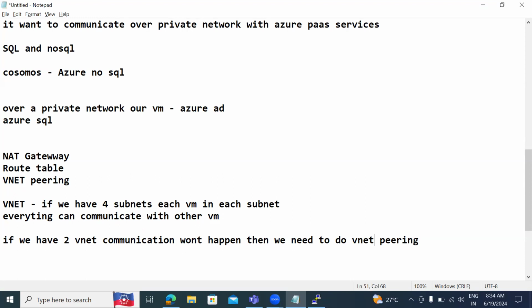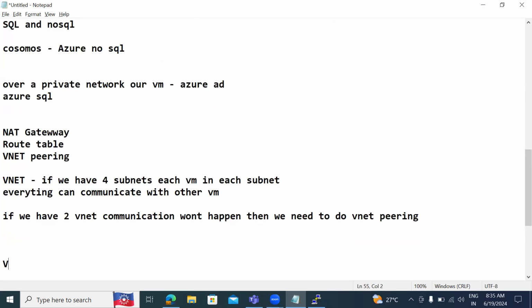If you have two VNets and communication is established, what is the business requirement for that? What is the meaning of business requirement? Maybe for replication, or two accounts we can communicate, or two regions we want to communicate. Then we need to go for VNet peering.